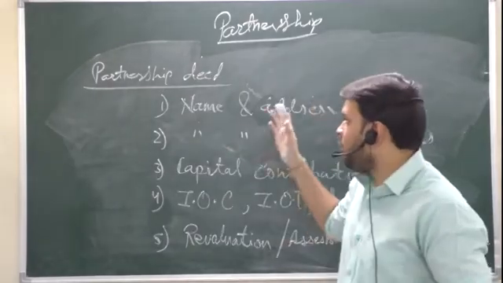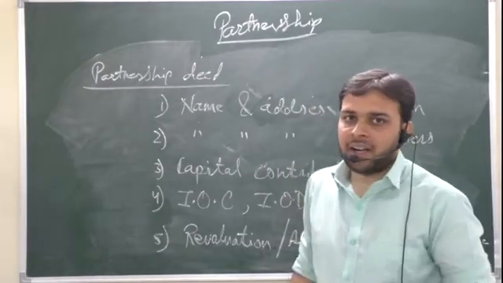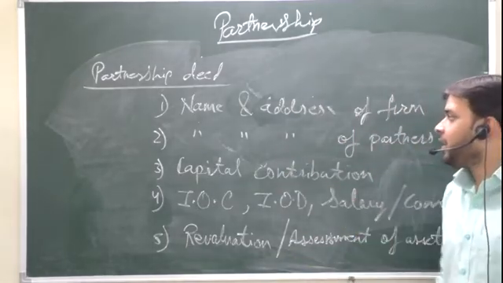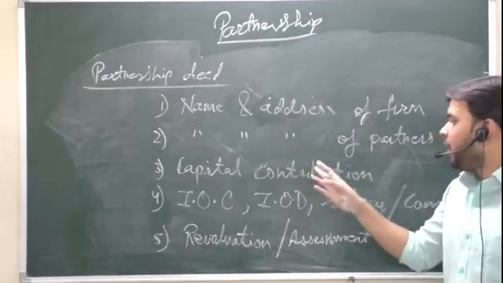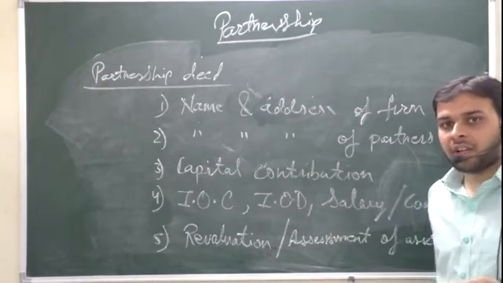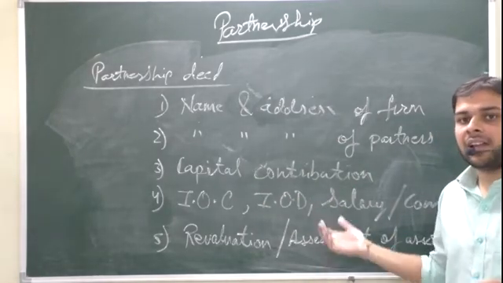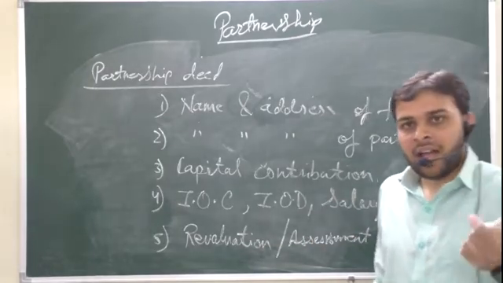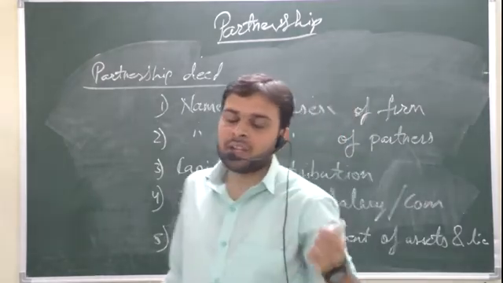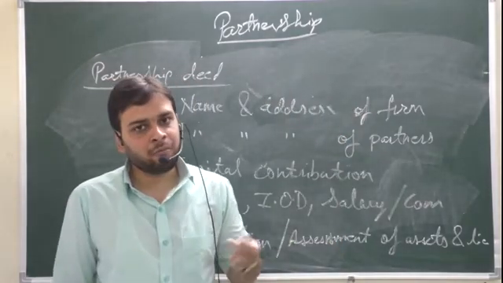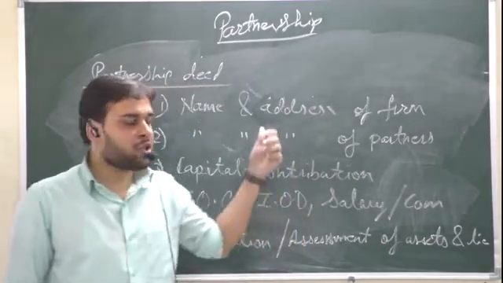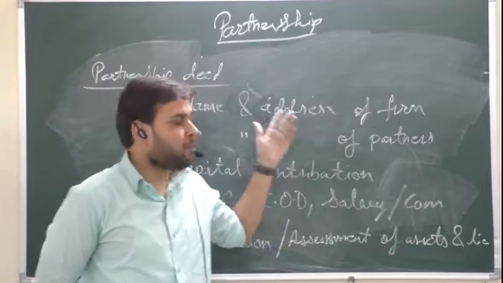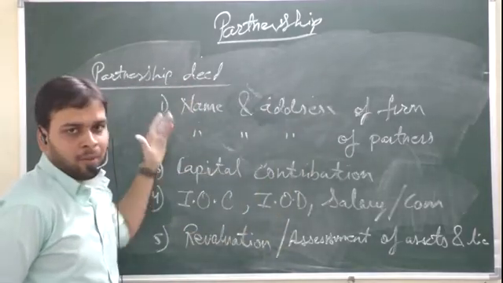So these are the core points which are contained in the partnership deed. First is name and address of the firm. Second, name and address of the partners, capital contribution, interest on capital, interest on drawing, salary, commission, and revaluation or reassessment of assets and liability of the firm in case of reconstitution of partnership. These are the crucial points. Apart from that, there are 8 to 10 further points, but the major ones are these.